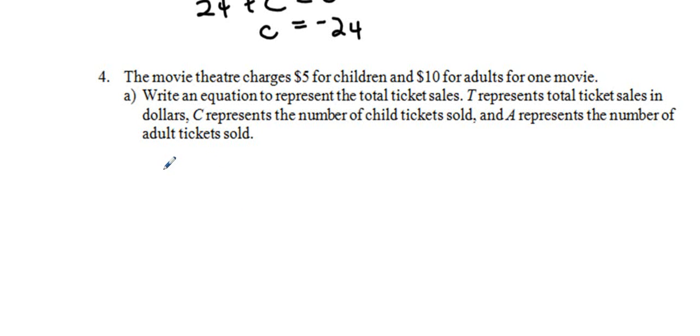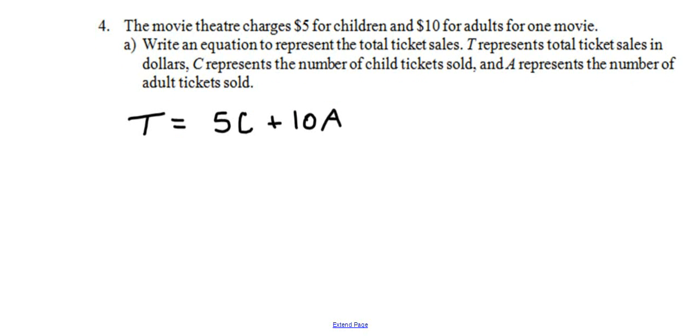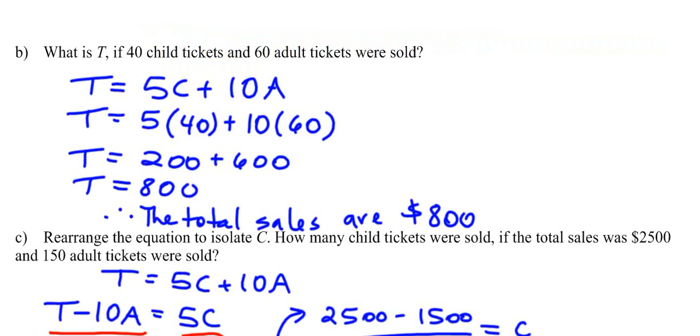All right, so total ticket sales, T, are going to be the number of child tickets sold, which is C, times however much you're charging for them, which is $5. So 5 times C plus $10 times the number of adult tickets sold. Okay, so that's the equation that represents the total sales. Let's move on. 5C plus 10A.